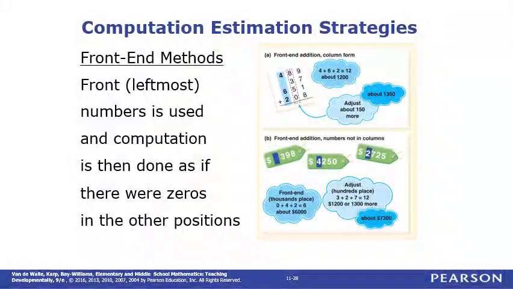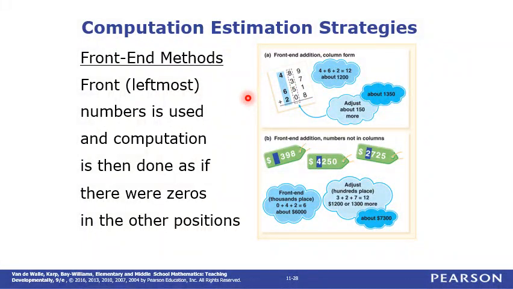So there is one common technique to help our students with computation estimation. It's called the front end method. The leftmost number is used, and computation is then done as if there were zeros in the other positions. So here is an example. It's front end addition in column form. Here we're estimating the sum of 489 plus 37 plus 651 plus 208.